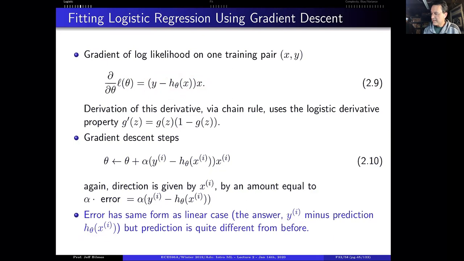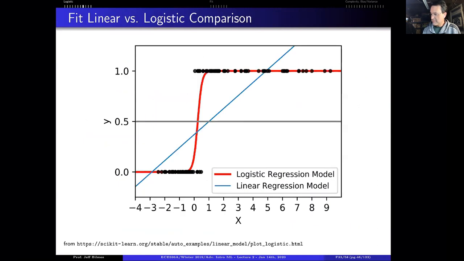Of course, they're slightly different, because in logistic regression, y is a binary number, and h is a number between 0 and 1 because it's post the logistic function. But the form of it, which is this error times x, is the same, even though the predictions are quite different.